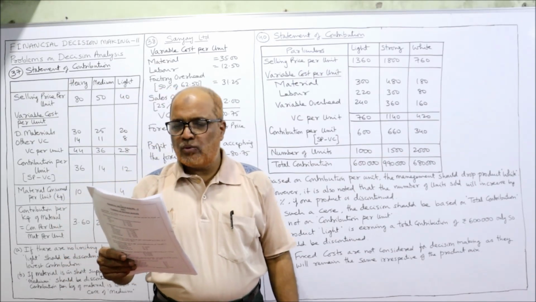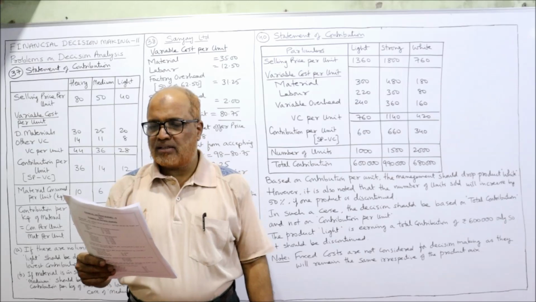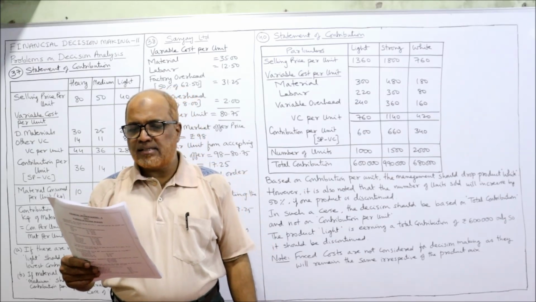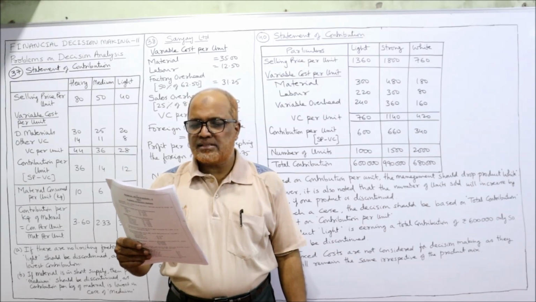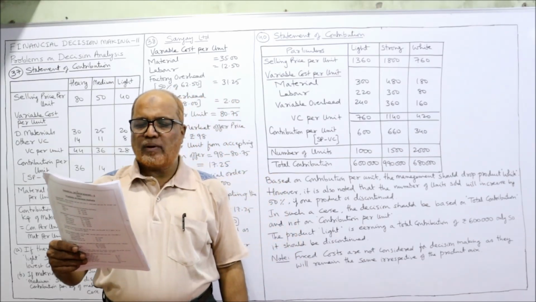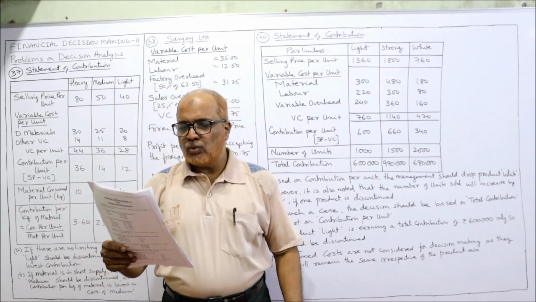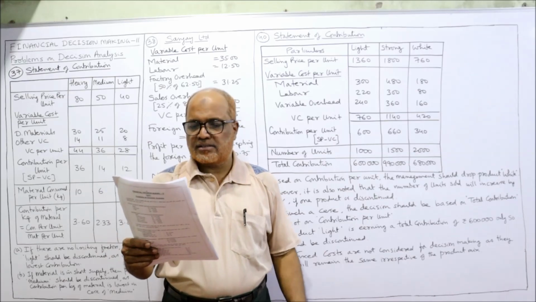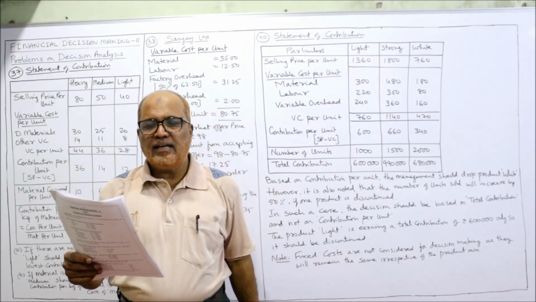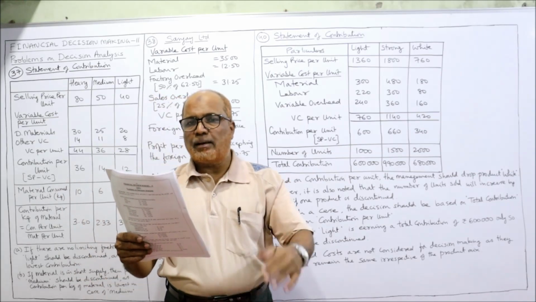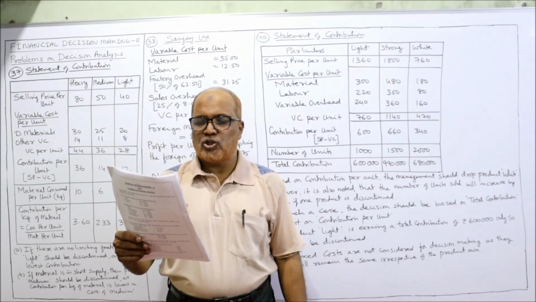Pankaj Industries produces 3 types of detergents: light, strong and white. The details are as under. Light, strong, white. Materials are given, labor is given, variable overhead, fixed overhead, selling price, number of units. The management wishes to focus only on 2 products. The sales manager states that if a product is discontinued, the other 2 products can be increased by 50%. What is your advice to the management?